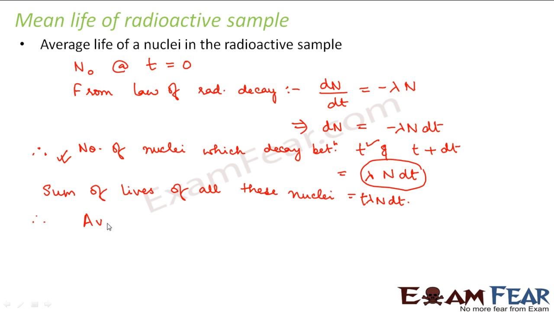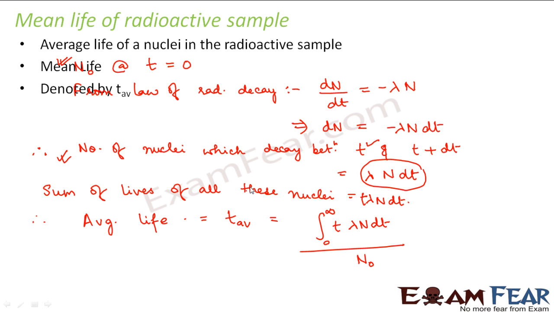So using that, we will be able to calculate the average life of the sample. Let me denote the average life as T average. So this will be equal to integration of t lambda N dt from 0 to infinity. Since I am calculating average, this has to be divided by the total number of sample. What was my total number of sample? It was N naught, right? So now let us integrate this. So this becomes lambda into integration of t N dt from 0 to infinity divided by N naught.